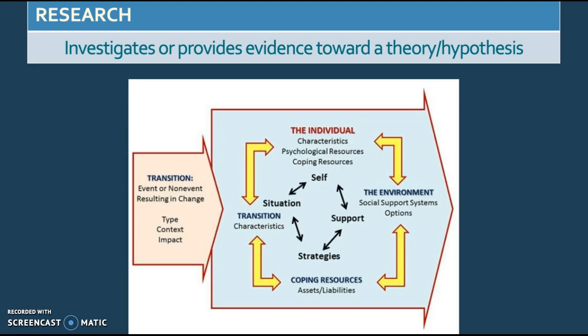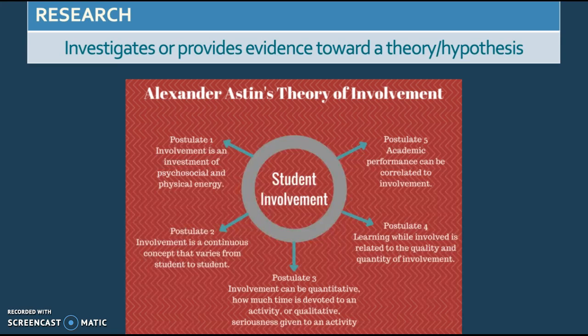And as a result of that experience, there's this process of navigating that transition that Schlossberg theorizes with the 4 S's of self, support, strategies, and situation as they interact with the environment, the coping resources that may be available, or the ones that may be assets or liabilities, and the transition characteristics.